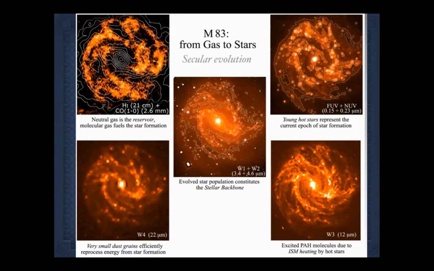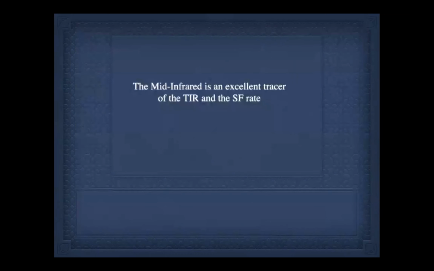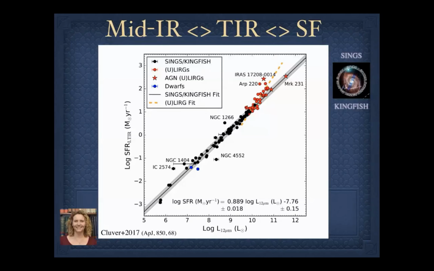This graphic just shows the whole thing put together. You're going from the fuel in the upper left to the fire in the upper right, to heating of the interstellar medium, and finally into producing the stars, the old stars, and that's in the middle. So the mid-infrared is an excellent tracer of the star formation. And that was done in this work.